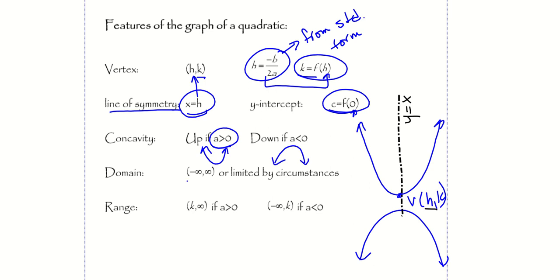Our domain is negative infinity to infinity unless we're limited by circumstances, which when we do modeling is often the case. And our range will be k to infinity. So if this is my parabola and I have my vertex, say my vertex was at 2, 3, then I have points that reach a low of 3 and then go up to infinity. So that would be my range. If I had a sad parabola, so if this is the point 2, 3, right, then I have points that go from there down. So that range would be from negative infinity up to k when a is negative.